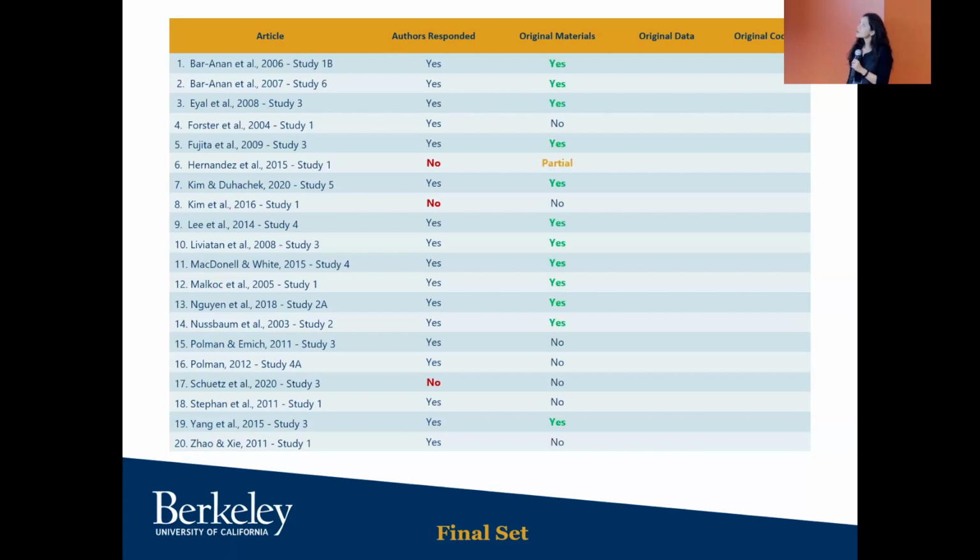We had original materials for a good number of them, more than half. Some of them, the author shared them. Some of them were available publicly, either on OSF or their appendices were detailed enough that we could get the original materials. We did not have original data for any of them, just for 1 of the studies, and original code for 2 of them.